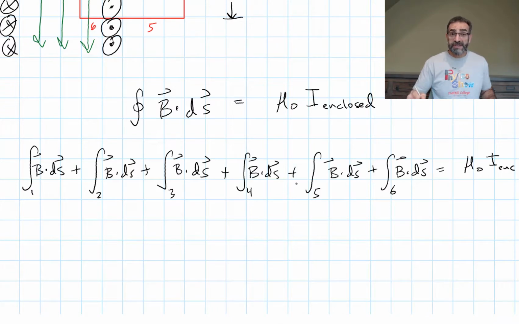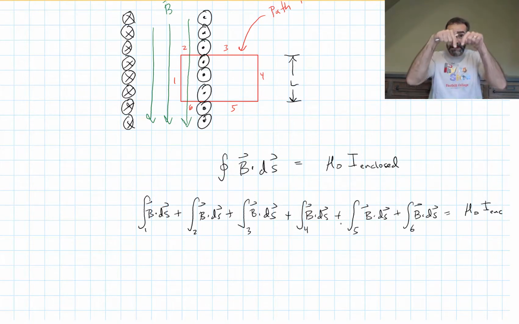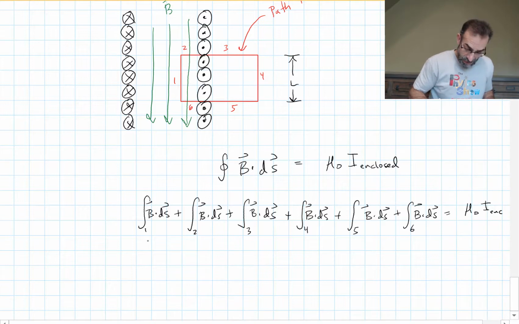So let's look at each one of these, starting with side 1. B is constant everywhere along side 1. And my ds is going to point in the same direction as B. So I just get the magnetic field times the integral of ds. That's just the length of the wire, which is L. So for side 1, B is constant, and I get B times L.